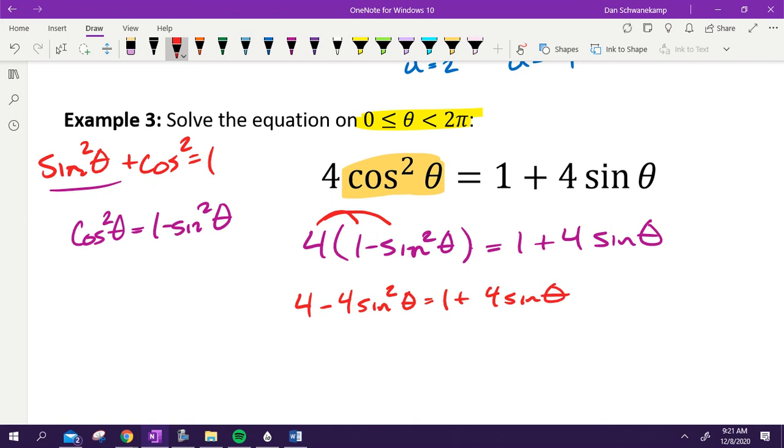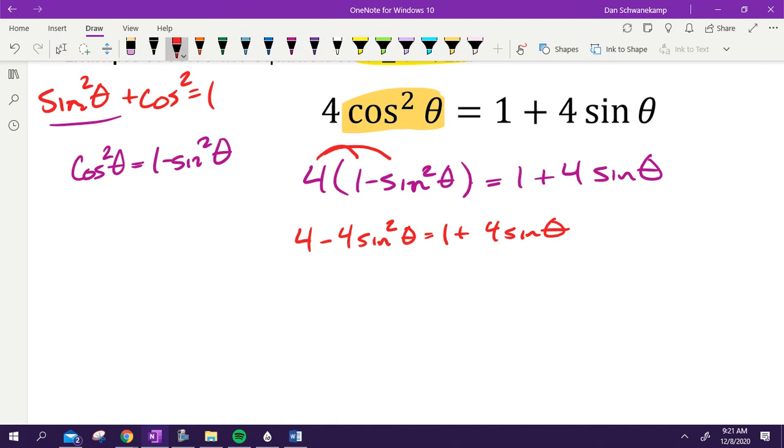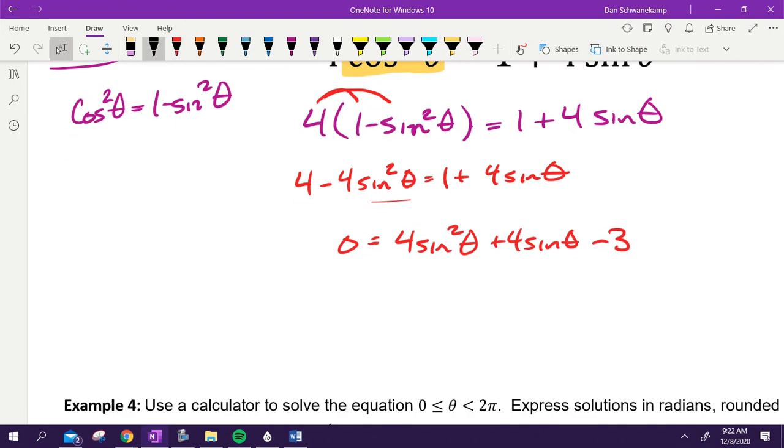I want to make it all equal to 0. So I'm going to move it over to this side. So this 4 sine squared theta goes over, so now it's going to be positive. That 4 is going to go over, so I'm subtracting 4. So it's 4 sine theta, and then I'm subtracting 4, so it becomes -3. Everybody good to this point? I would then make it u. So 4u squared plus 4u minus 3.